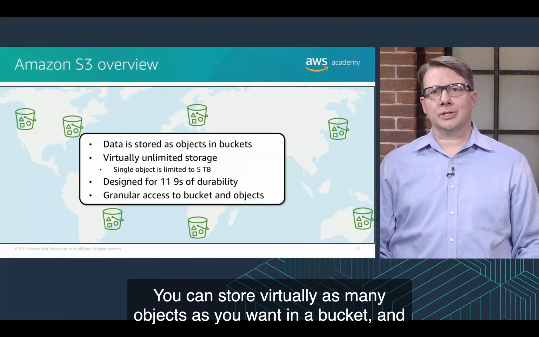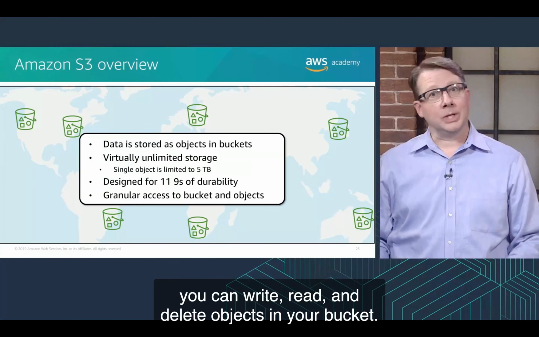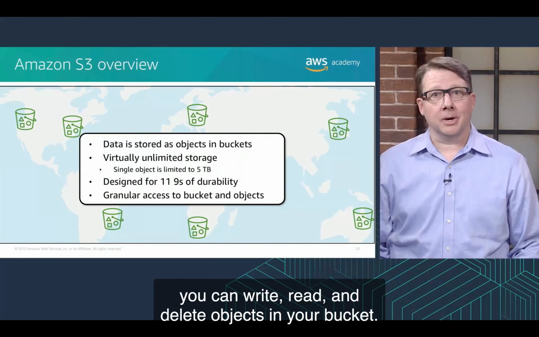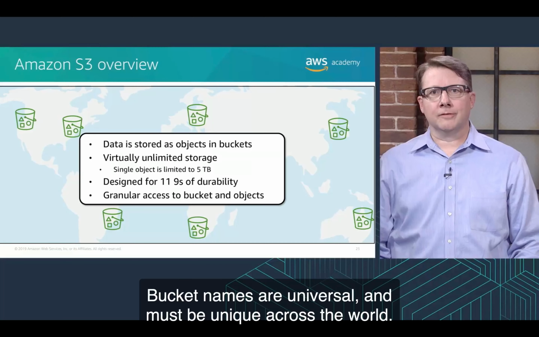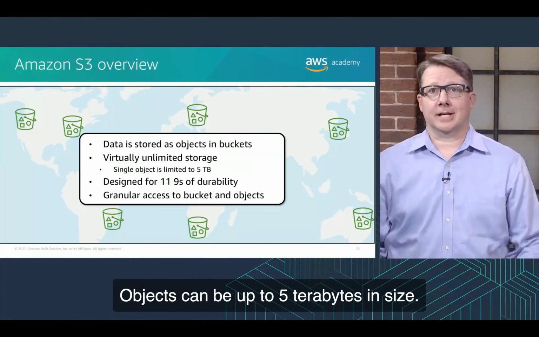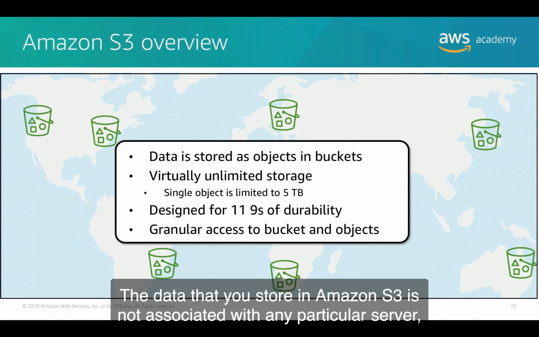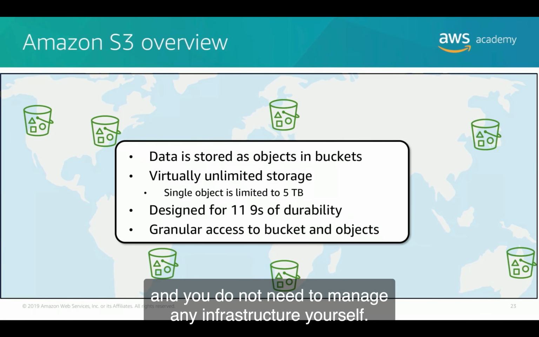You can store virtually as many objects as you want in a bucket, and you can write, read, and delete objects in your bucket. Bucket names are universal and must be unique across the world. Objects can be up to 5 terabytes in size. By default, data in Amazon S3 is stored redundantly across multiple facilities. The data that you store in Amazon S3 is not associated with any particular server, and you do not need to manage any infrastructure yourself.